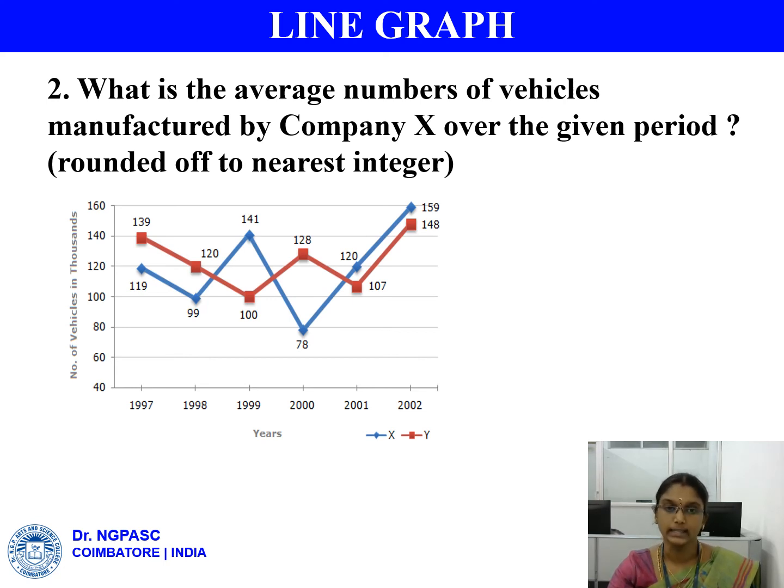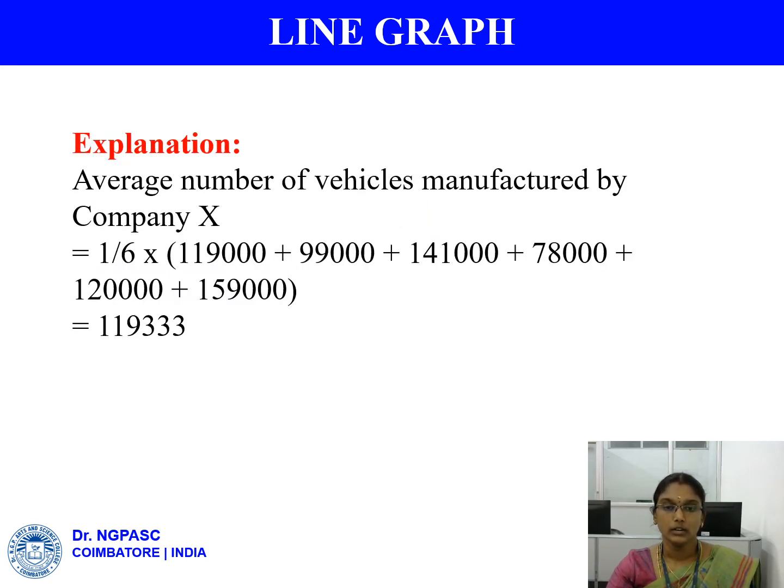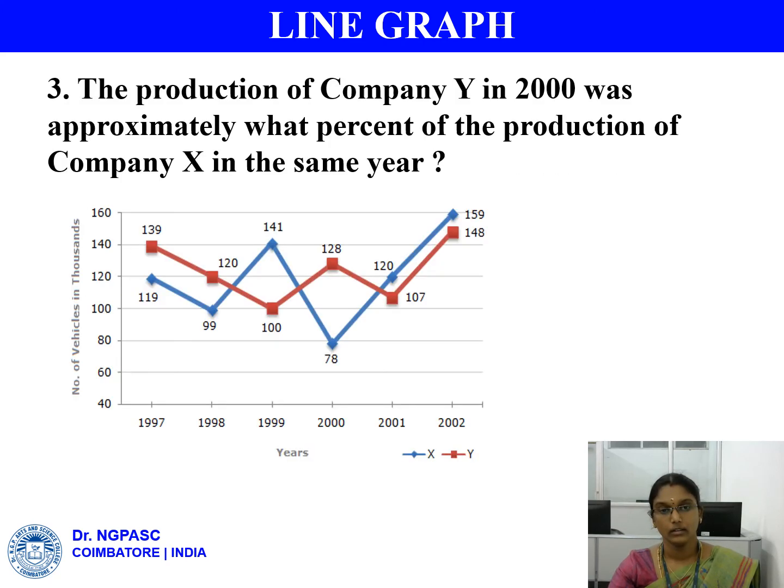What is the average number of vehicles manufactured by company X over the given period? We add the X values in thousands and divide by the total number of years, which is 6. So 1 by 6 into 1,19,000, 99,000, 1,41,000, 78,000, 1,20,000, 1,59,000. The average number of vehicles manufactured by company X is 1,19,333 over 6 years.